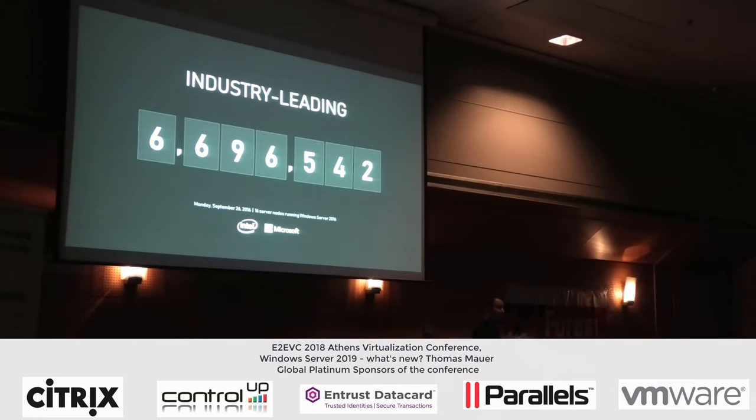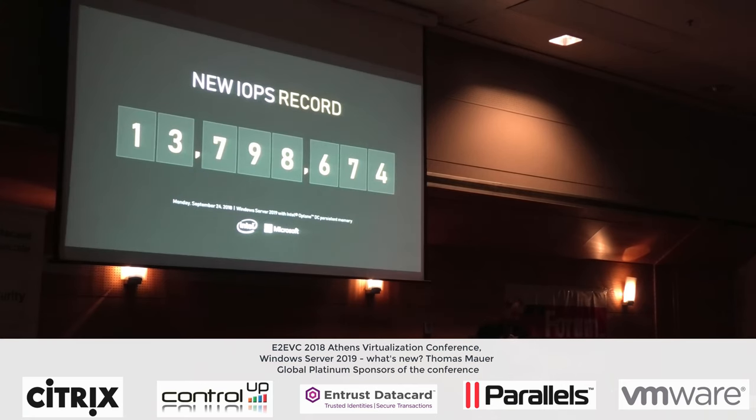So with Windows Server 2016, Microsoft did show off a little bit. They got like 6.6 million IOPS out of the system with 16 nodes, and this was still a very industry-leading record number. And with Windows Server 2019, they showed now at Ignite that they can do even better. With 12 nodes this time, they got like 13.7 million IOPS, right? It's crazy. That's what people love about Storage Spaces, the performance you get out of it.